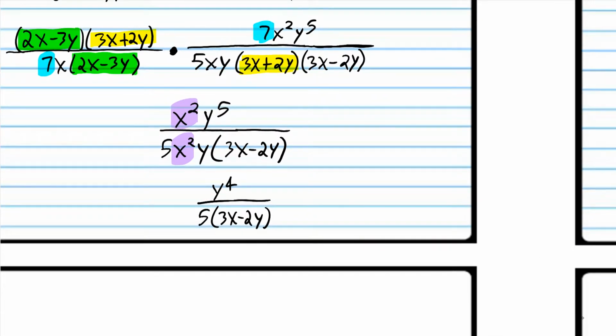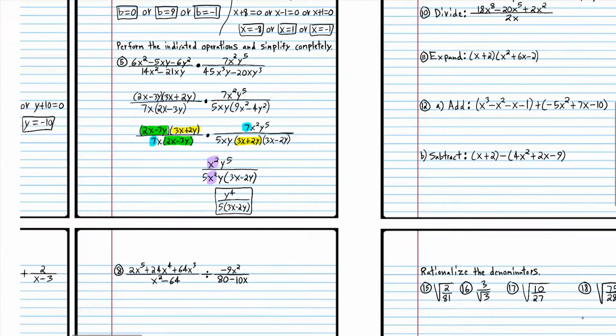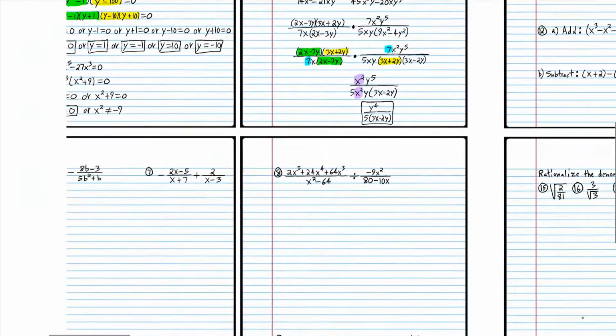Now, very important to understand that you could distribute the 5 inside here and make it 15xy minus 10y, but I'm not going to require you to do that. That's just kind of a waste of time. You don't need to do that. So that's the final answer. So if you got that answer, good job.